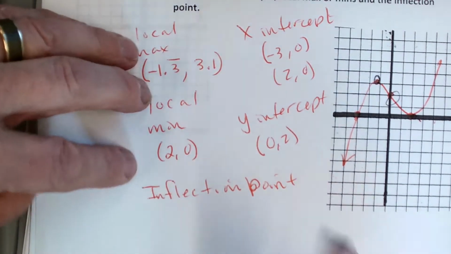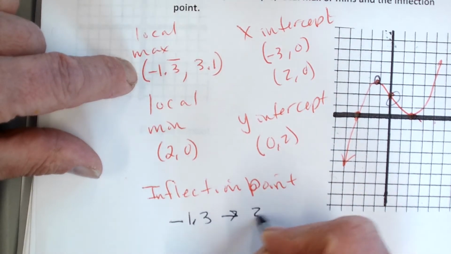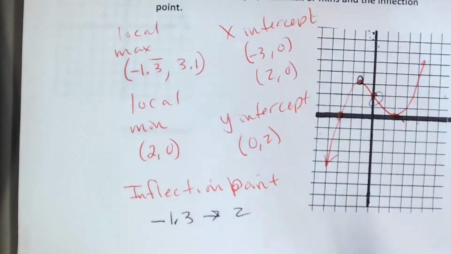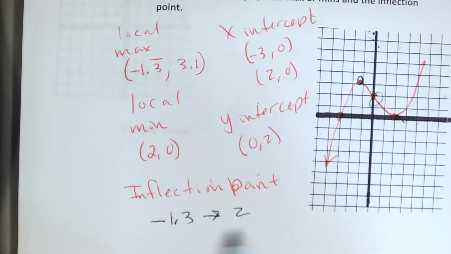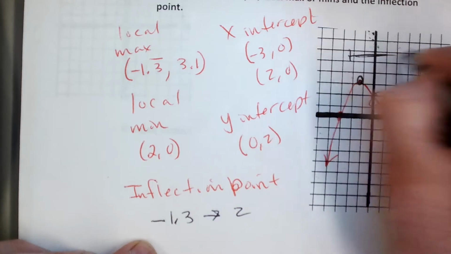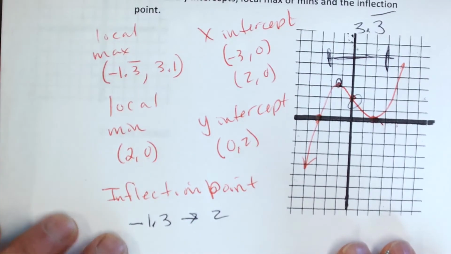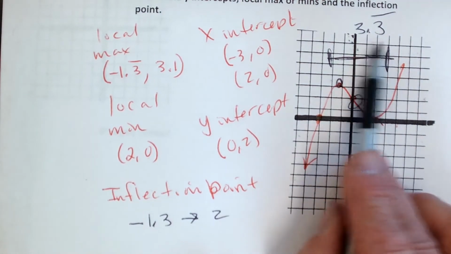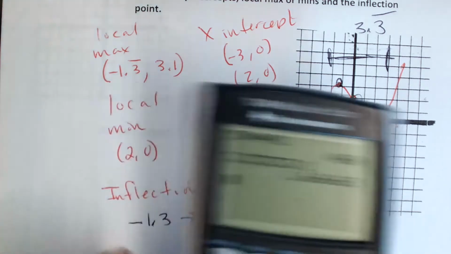Well, I'm going to take their x's, and I'm going to go from a negative 1.3 all the way to 2, right? So from here to here is my spread, and my inflection point's in the middle. That's a total distance of about 3.3. And I know my inflection point's in the middle. So if I take half of my 3.3, you ready? If I go 3.3333 and divide that by 2, I get about 1.6, right?